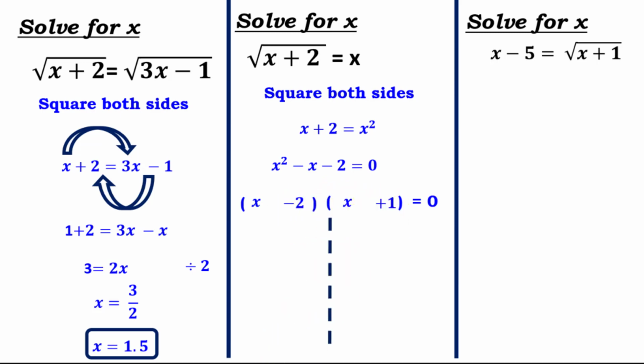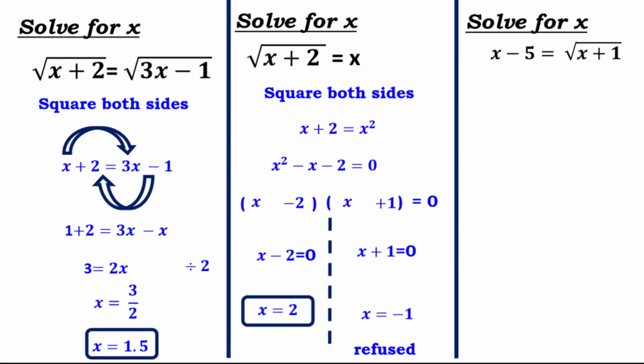We will find the value of x. Just we will equate the first expression, x minus 2 equals 0. We will deduce that x equals 2. And x plus 1 equals 0. We will deduce here that x equals negative 1. And x equals negative 1 is refused.